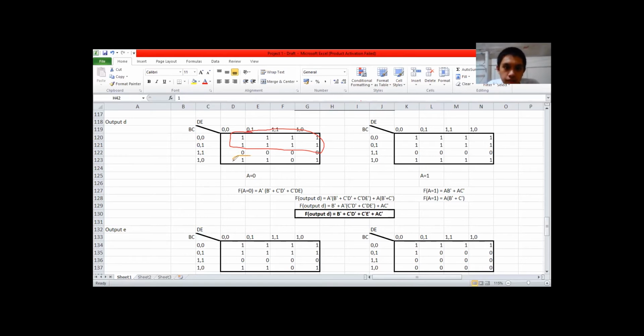Second group, and this is the third group in yellow. So for the fourth group, it is this one, and the last group is this one.